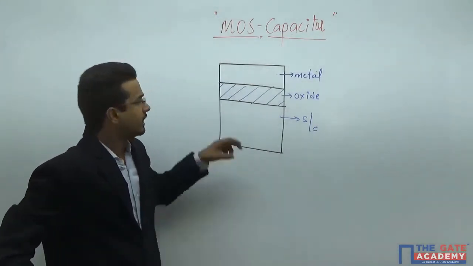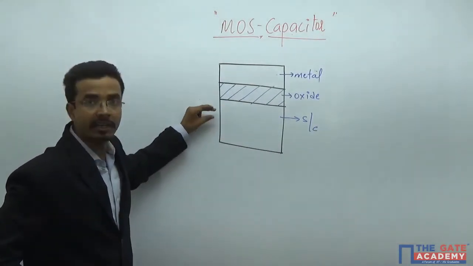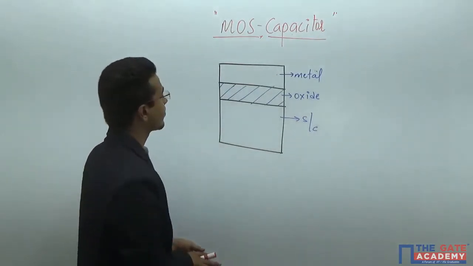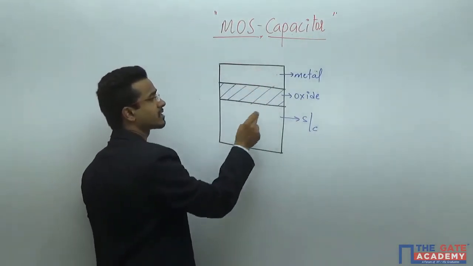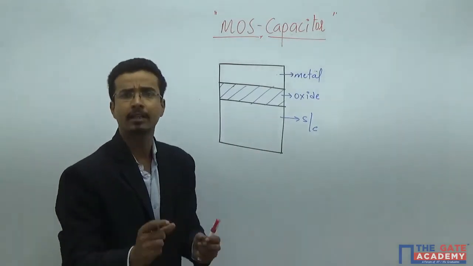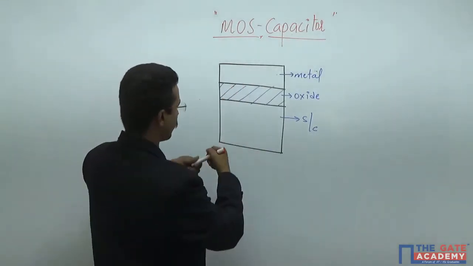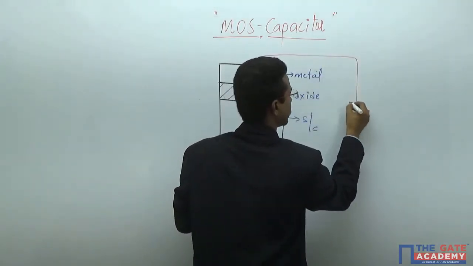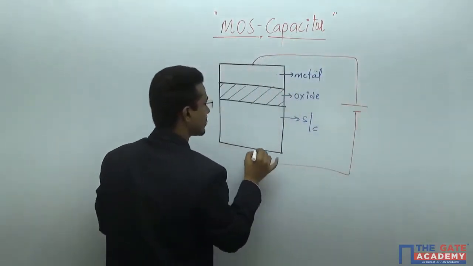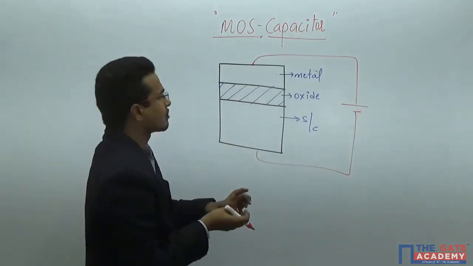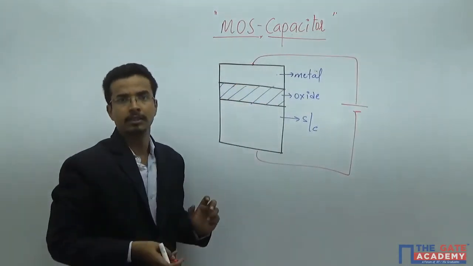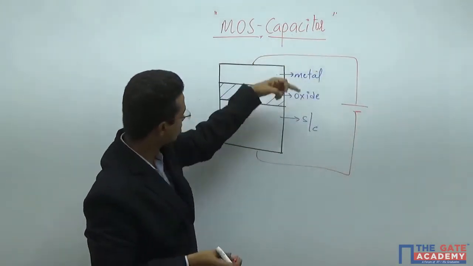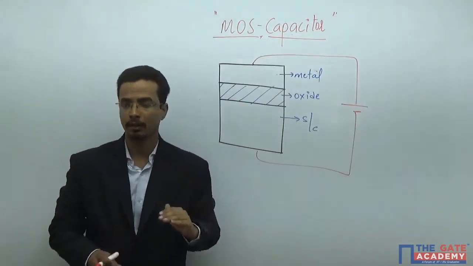This is basically the metal oxide semiconductor. Here you will never get any conduction from metal to semiconductor at low applied voltage across this. I'm not taking a high voltage supply across this, otherwise this oxide will break down. So whatever voltage you are applying across this will be at low field.